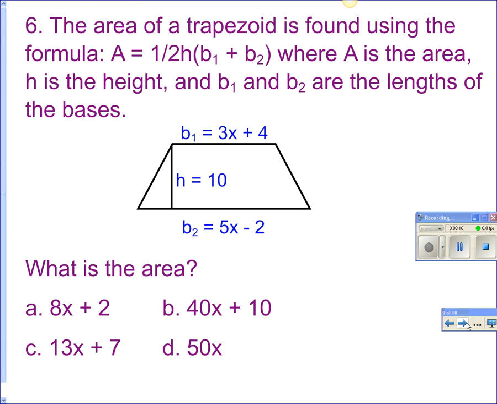Number 6, the area of a trapezoid is found using the formula A equals 1/2 h (b1 plus b2), where A is the area, h is the height, and b1 and b2 are the lengths of the bases. What is the area? Stephen R., what should I circle? What else? The formula. Good. All right, Brandon, help me put it into the formula.